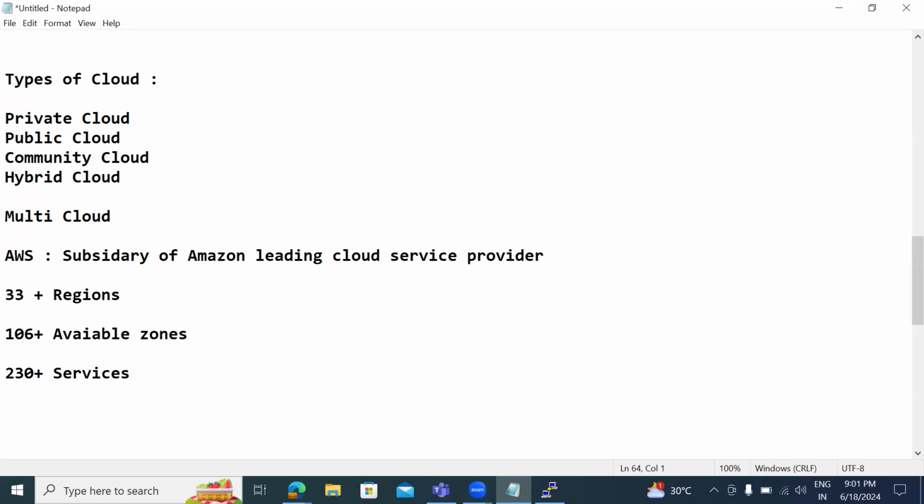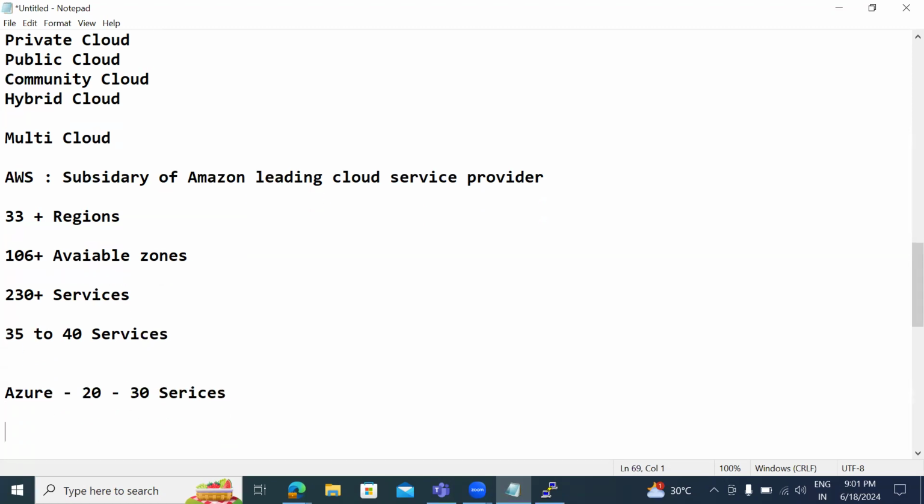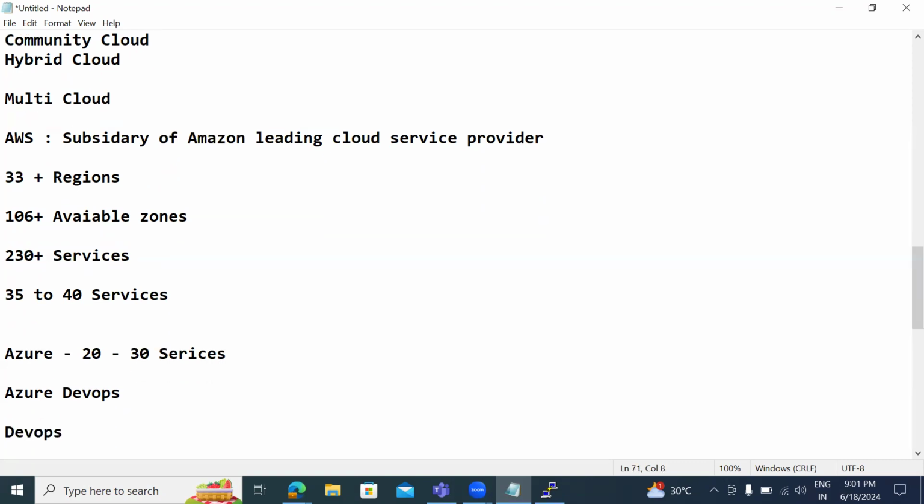Among those services, we are going to learn 35 to 40 services here. What are those regions and availability zones? All of this we'll discuss. And on the Azure side, we are going to learn around 20 to 30 services. Additionally, we need Azure DevOps, which is one of the successful products with a good job market. Mostly, whatever technologies the job market requires, we have added. And from DevOps, we need the traditional DevOps also.